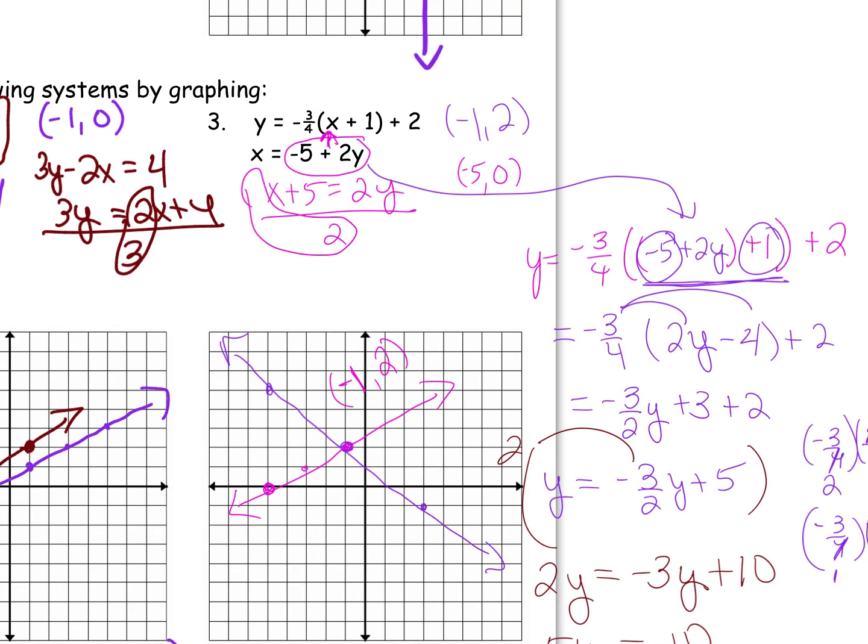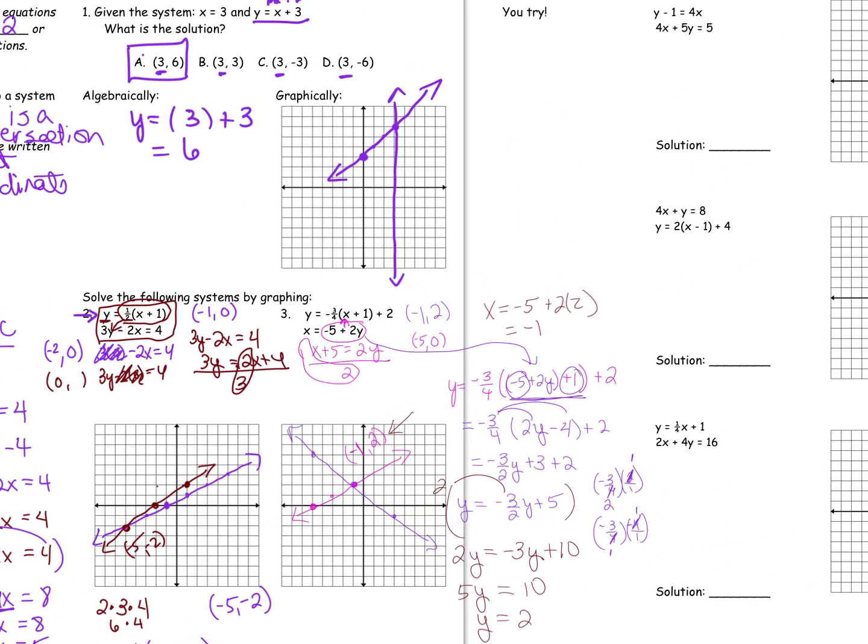Which one do you want to do, the top or the bottom? So I got x equals negative 5 plus 2 times 2. x equals negative 1. So we got that right there. Correct? We okay with that? So no matter what way we do it, we should get to the same answer, whether we do it graphically or by hand.